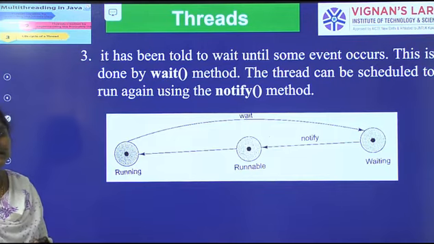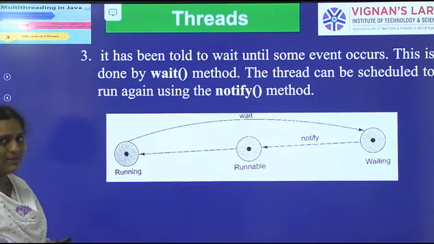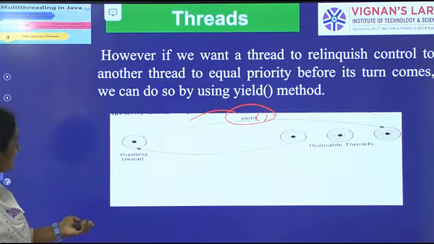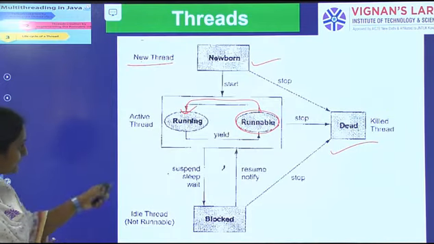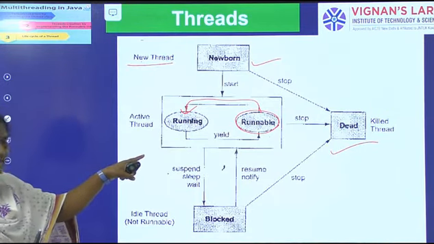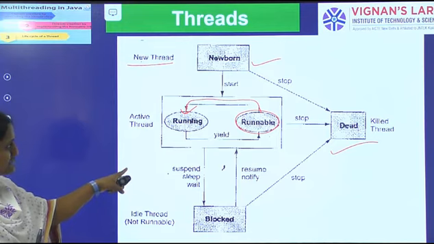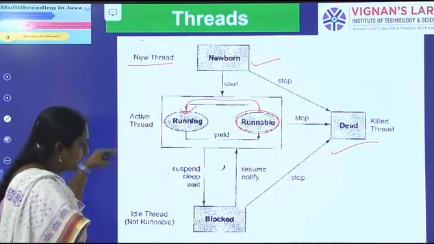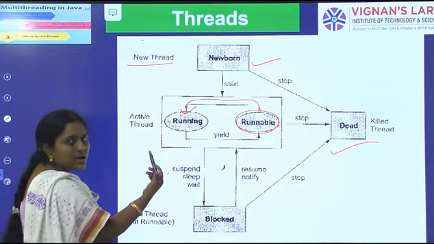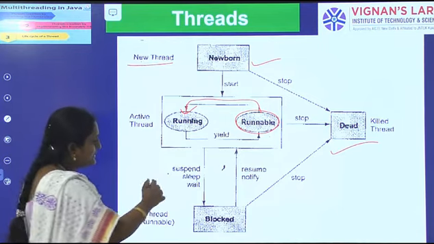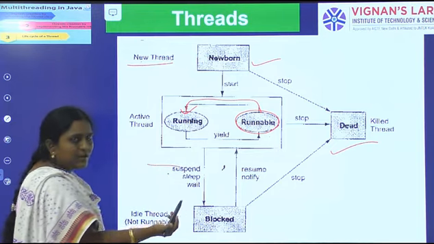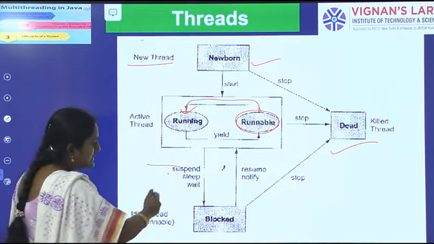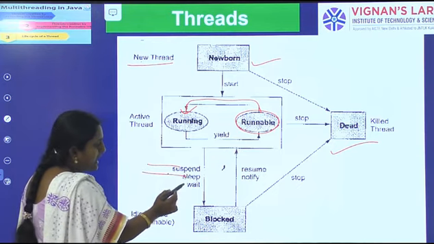Sometimes we can call the wait method. It waits for some event for a particular period of time. Again the thread is scheduled by using the notify method. Here let us see the thread life cycle diagram. Runnable and running. Runnable means the thread is ready for execution. In the running state, the thread is executed by the CPU. If any interrupts are there, the thread will move. Suppose I am suspending a thread for a particular period of time, I can call the sleep state for a particular period of time.